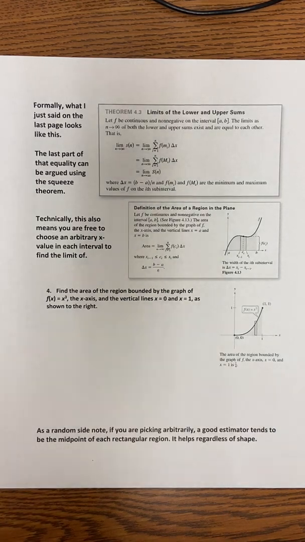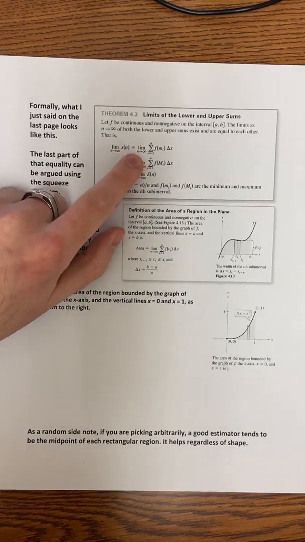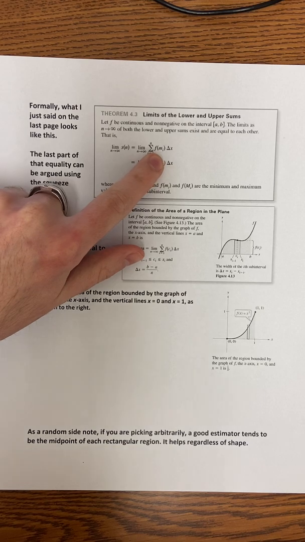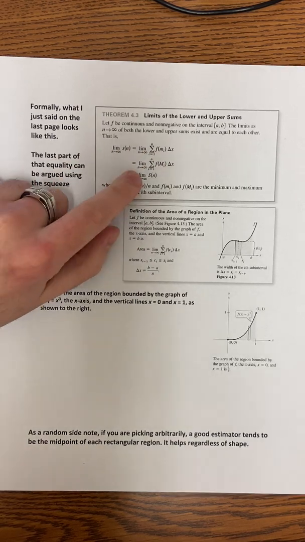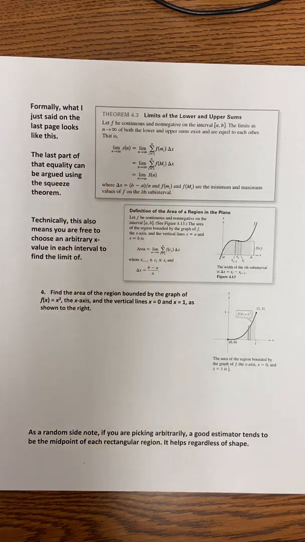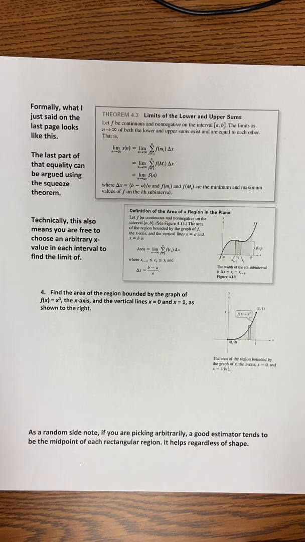Formally, let f be continuous and non-negative on the interval [a, b]. The limit as n approaches infinity of both the lower and upper sums exists and is equal. And therefore, the limit as n approaches infinity of this lower sum times delta x and upper sum is equal to the general limit as n approaches infinity, where delta x is the width of our partitions, and f of little m_i is our minimums, and f of large M_i are our maximum values on these.